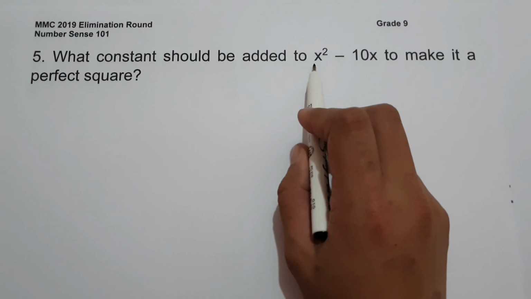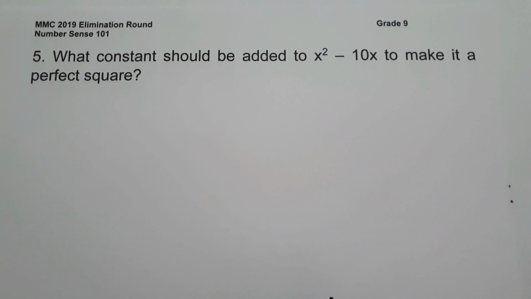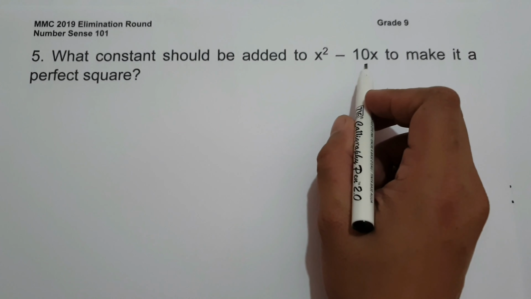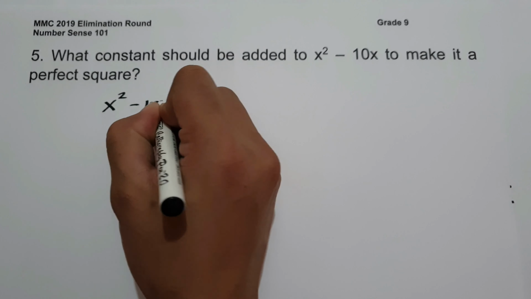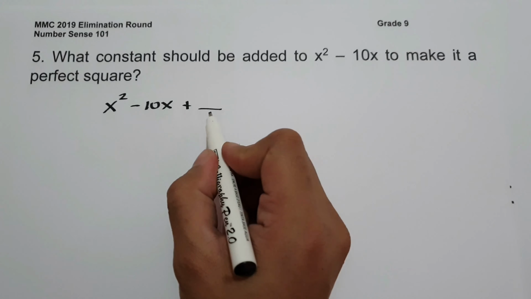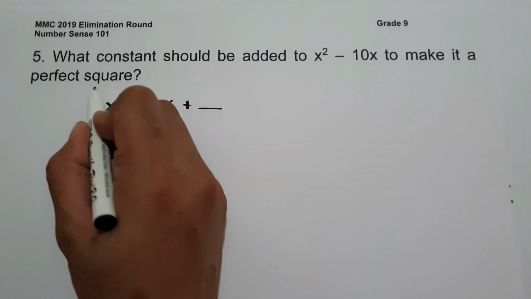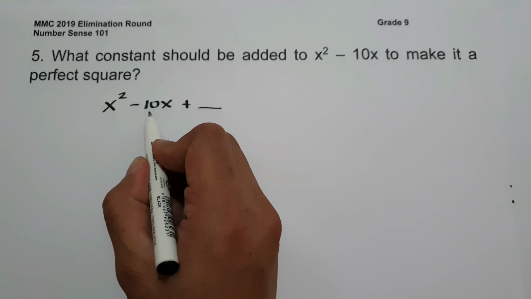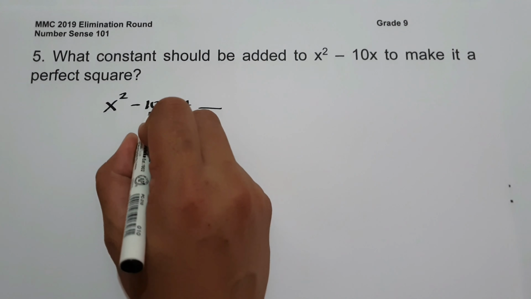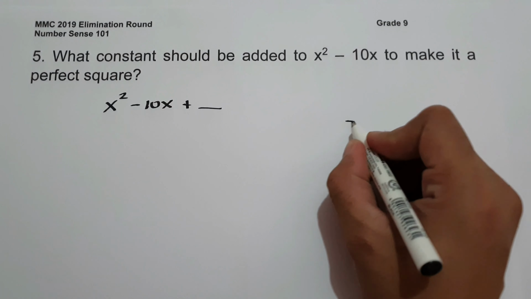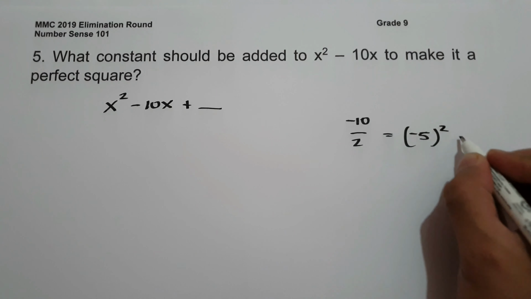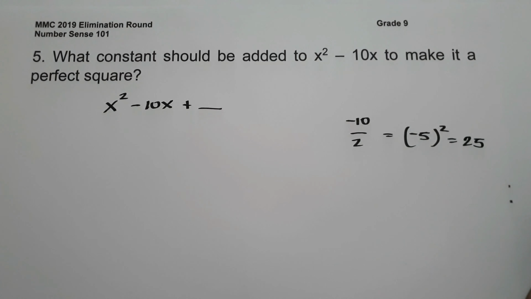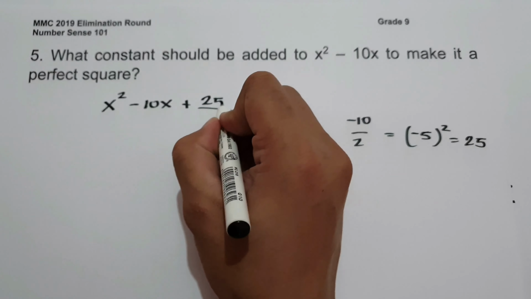On number 5, what constant should be added to x squared minus 10x to make it a perfect square? So to make x squared minus 10x a perfect square, let's have x squared minus 10x plus blank. We are looking for this number to make this expression a perfect square. So since we have an even number, let us simply divide negative 10 by 2, that is negative 5. And then we are going to square the result. It will give us 25. So our answer will be 25.